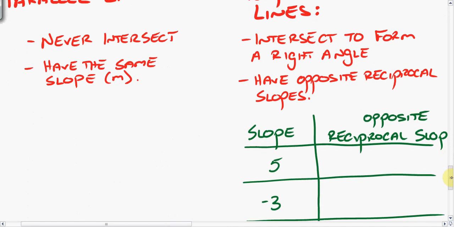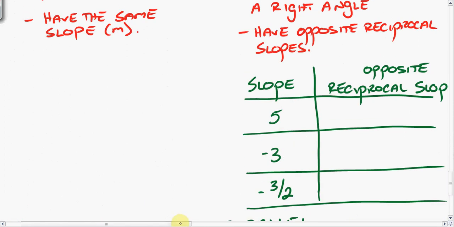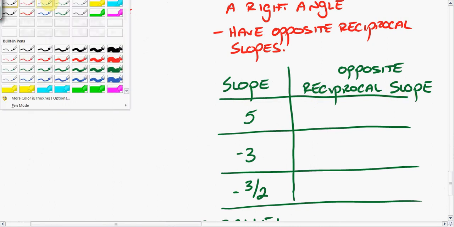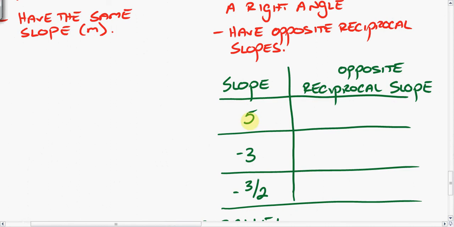So, if we're unsure of what reciprocal is, let's get a quick little review down here. I've got a little table drawn. So I've got example slopes here on the left-hand side. And on the right-hand side, we've got a spot for our opposite reciprocal slopes. So, if our slope is 5, opposite means we're always going to change the sign. This is positive, so we know we're going to have a negative slope. And now the reciprocal of 5 is 1 over 5. Remember, reciprocal, you just flip the fraction. And any integer, whether it's positive or negative, will always be over 1. So that means the numerator in the reciprocal will be 1.